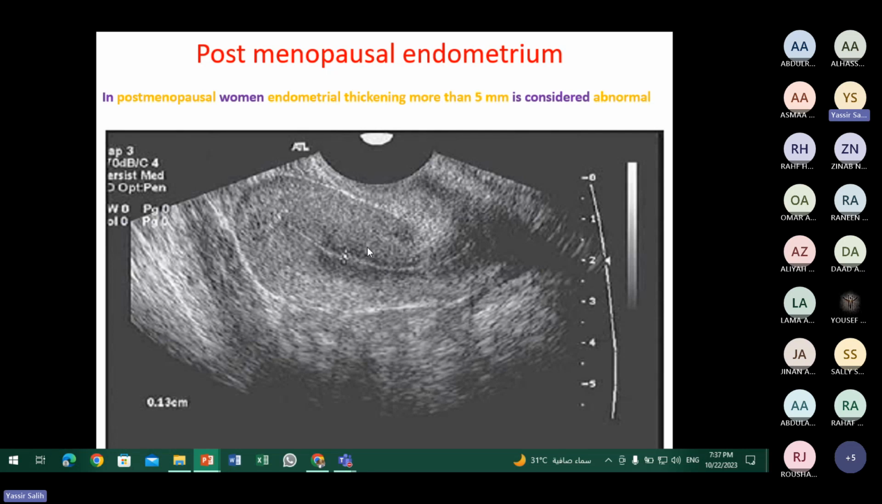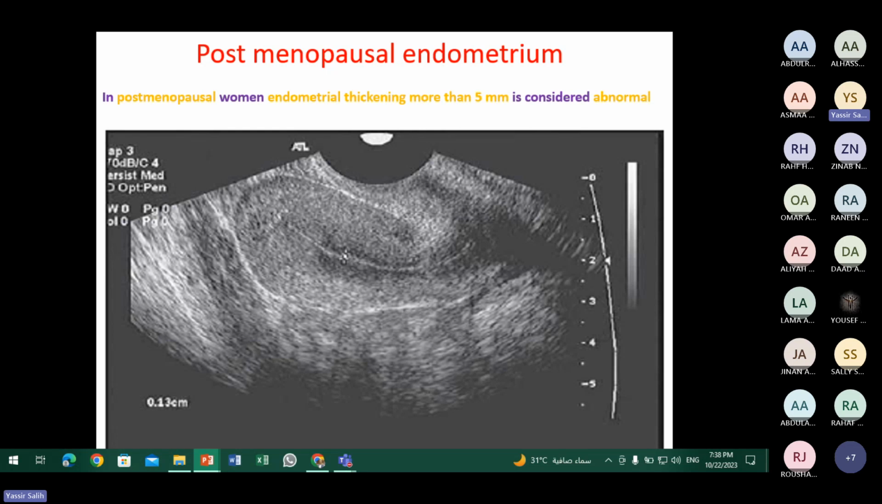In postmenopausal women, the endometrial thickness should be less than 5 millimeters. If it is more than 5 millimeters, it's considered abnormal, and in this case you have to exclude endometrial carcinoma. In postmenopausal women who present with vaginal bleeding, you have to exclude endometrial carcinoma, although endometrial hyperplasia is most common. Endometrial carcinoma is suspected if the endometrium is thickened. You have to measure the thickness of the endometrium. If it is more than 5 millimeters, it's considered abnormal, and you have to exclude endometrial carcinoma by further evaluation.